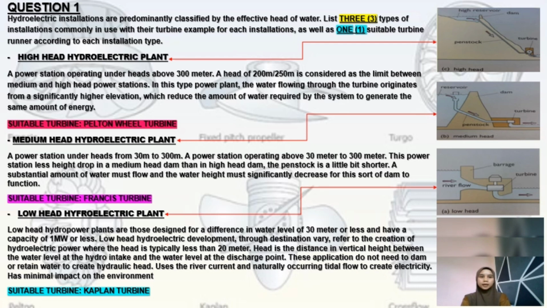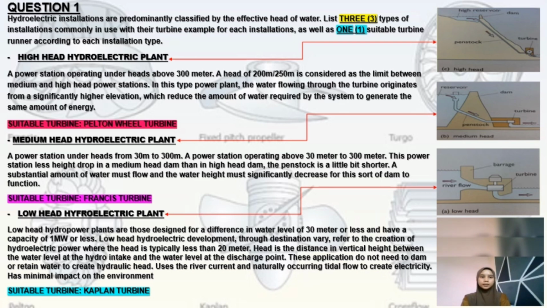Okay, first, high head hydroelectric plant. Power stations operate under a head above 300 meters. In this type of power plant, the water flowing through the turbine originates from a significantly high elevation, which reduces the amount of water required by the system to generate the same amount of energy. Suitable turbine: Pelton wheel turbine.